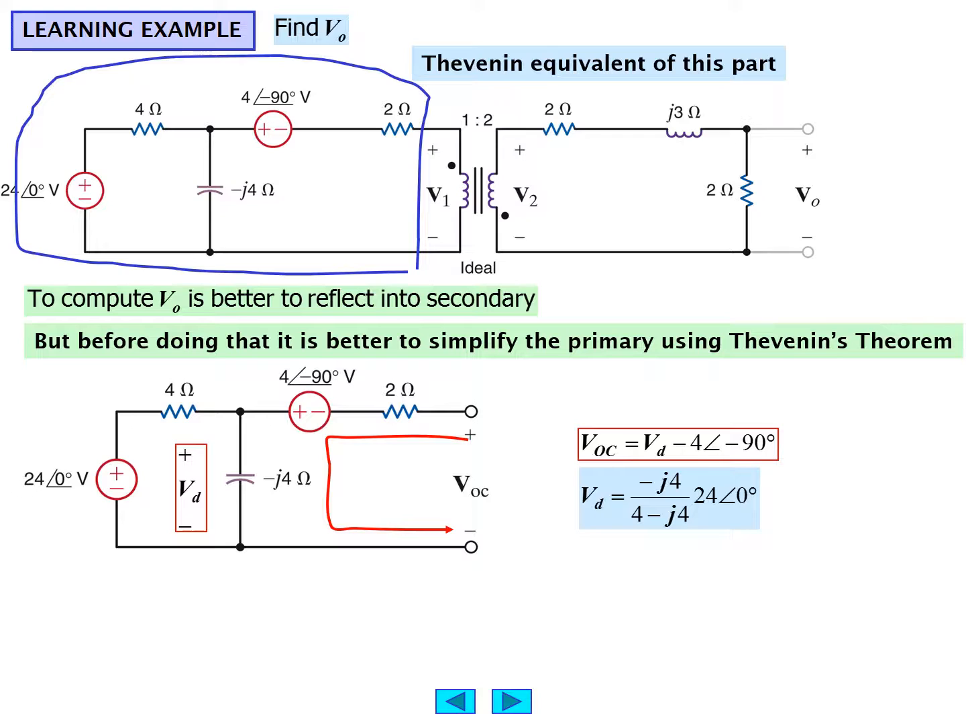VD we find by voltage divider, the voltage of its impedance minus J4 divided by the sum of impedance, 4 minus J4, multiplied by the input voltage, which is 20 angle 0. We can straighten this out a little bit, if you will. You can divide through by 4, for example, and then find the particular calculation as a complex algebra problem. And as a result, we would get a solution for VD. We can then solve for VOC, which is 14.47 angle minus 33.69.